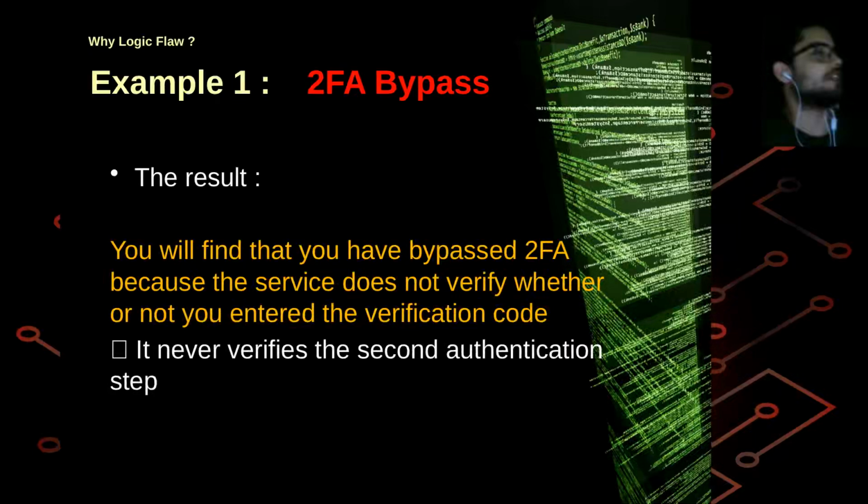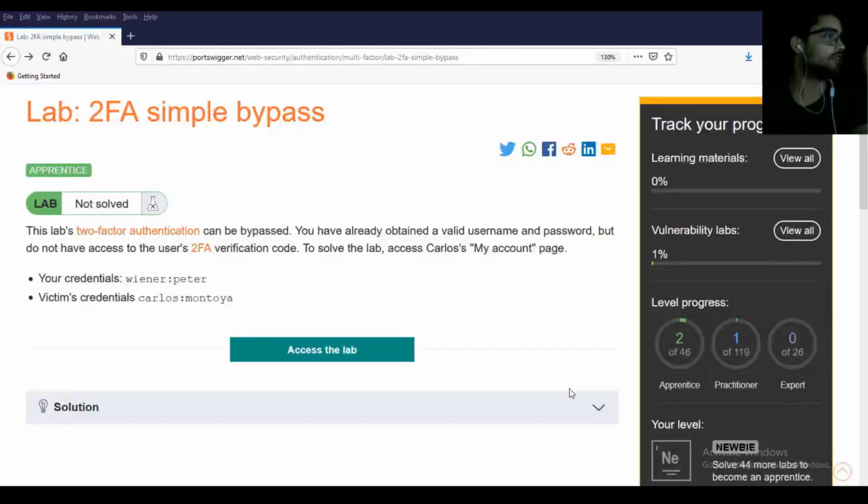So, you have a lab. As you can see, this is a lab for resolving the applications and device. This lab has a two-factor authentication flaw. We have already authenticated this as well, but we don't have the response. To solve the lab, access Carlos's account page.